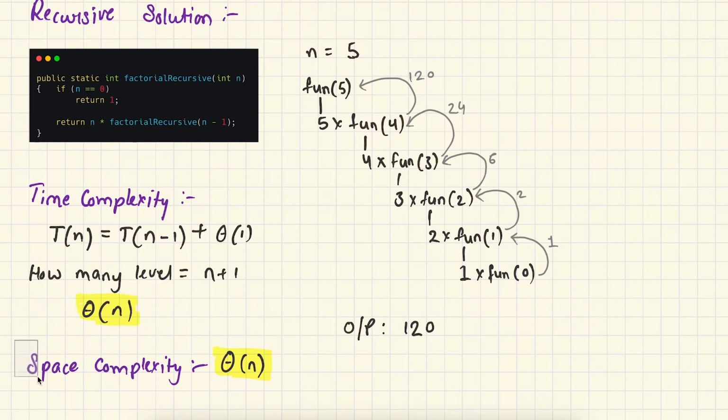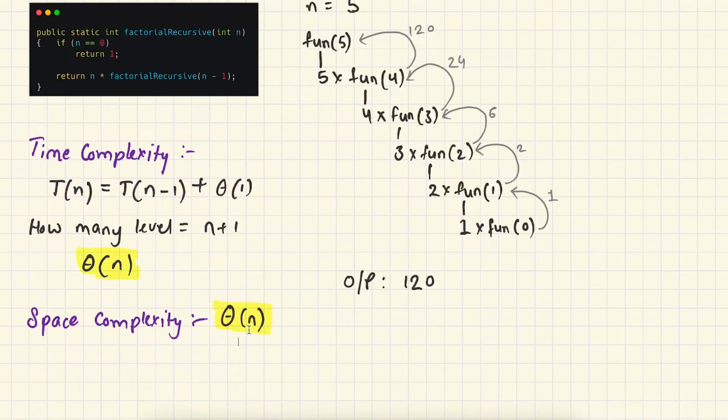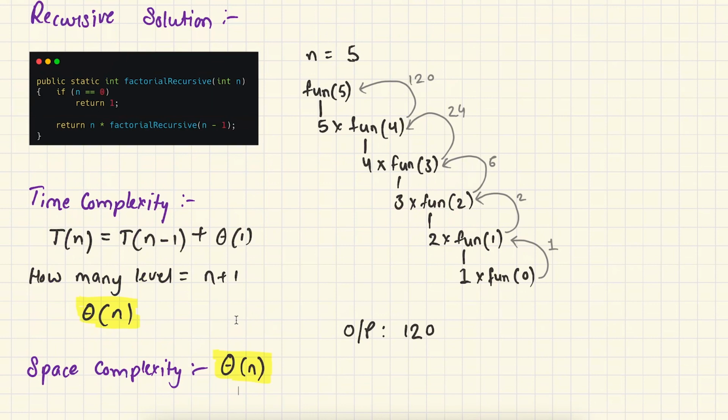Now what about the space complexity? In the previous example we were only using iteration. We didn't require any extra space for our iterative solution. But in the recursive solution, all the function calls get stored in the function call stack.